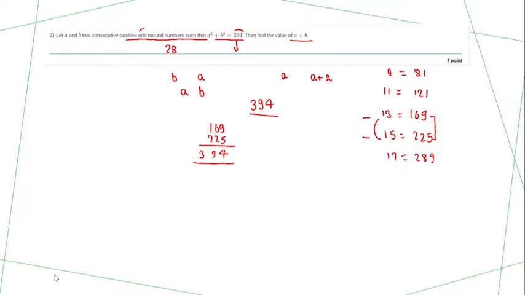Okay, we can also solve it by a quadratic, but that will be very tedious. So just apply very basic things here, the sum of the squares of some smaller numbers. Moving to the third question.